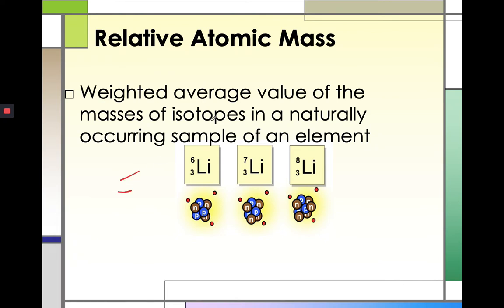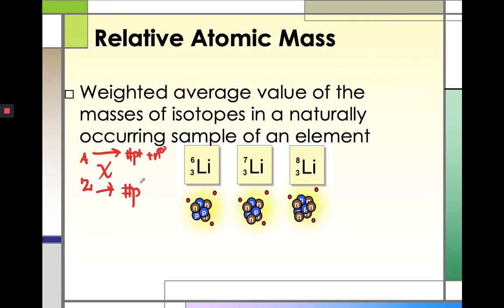So remember the general formula, X with A and then Z, okay, where A represents our mass number, which is practically our number of protons plus our number of neutrons, okay, because neutrons have a zero charge, right? Now, Z here represents our atomic number. So that is the number of protons.